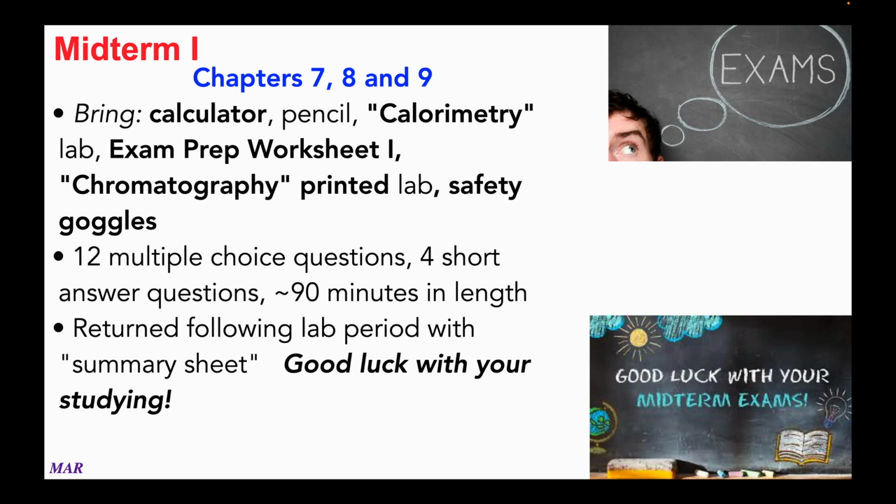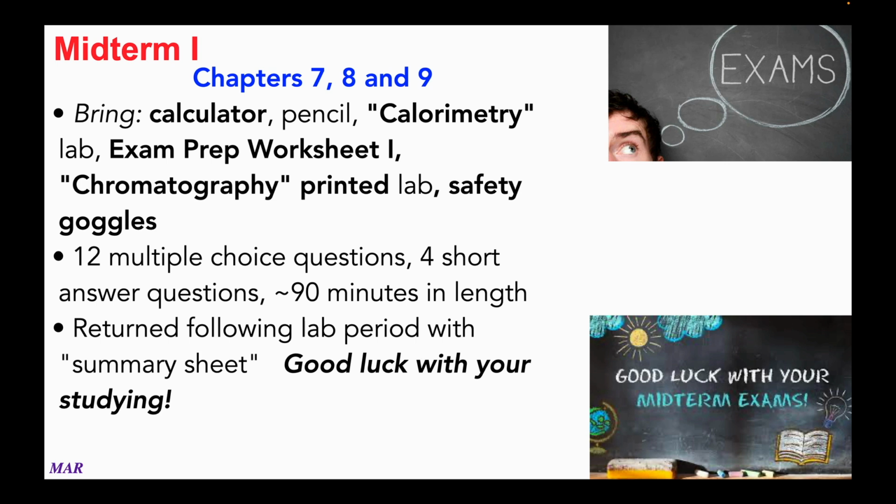So when you come to the midterm, make sure you bring your calculator, something to write with, i.e. a pencil will be cool. Bring the completed calorimetry lab. You'll bring the exam prep worksheet 1 with you, and exam prep worksheets, which will be due at the time of your midterm. It's a series of questions where the answer is given at the bottom, and your goal is to show your work how you go from the question to the answer in detailed steps. So anyway, check that out.